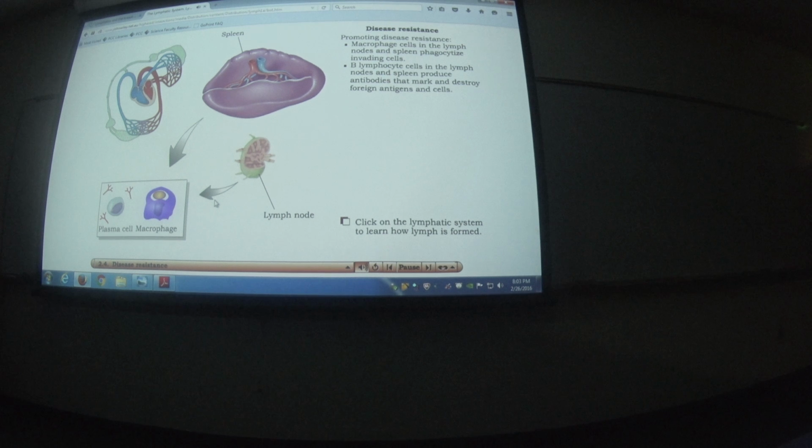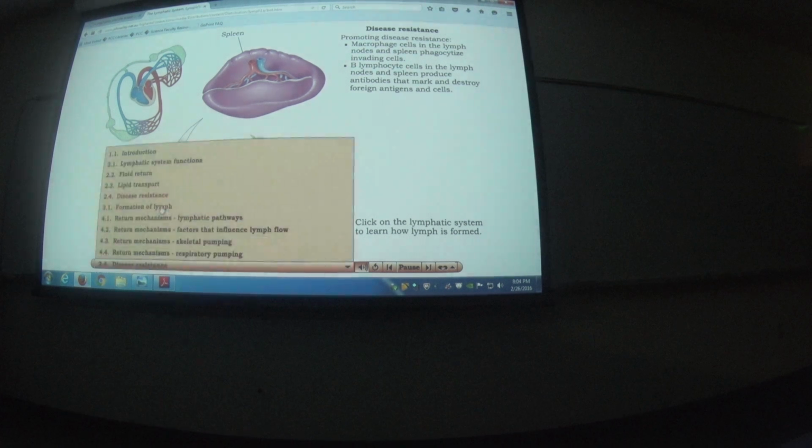It's the disease part of it. Makes sense? So now we've got to figure out how the lymph is formed and moved.